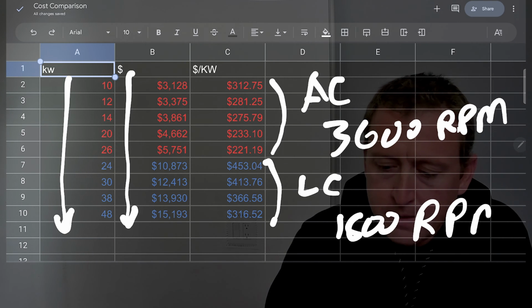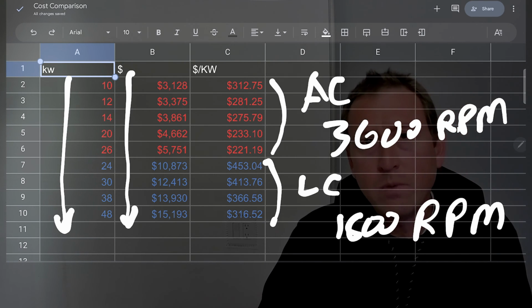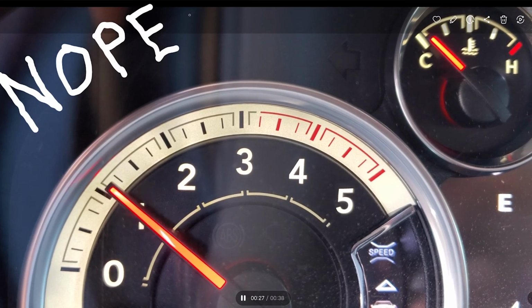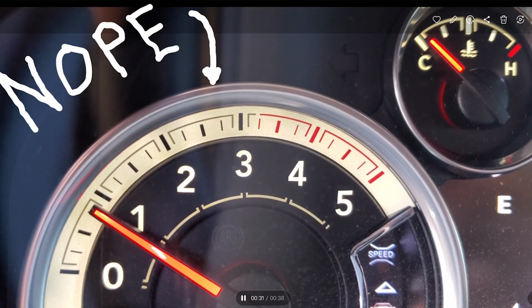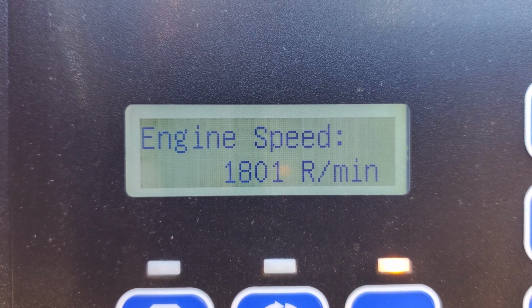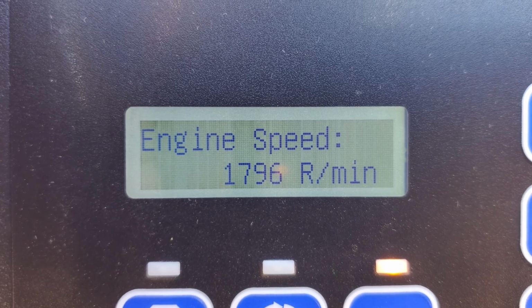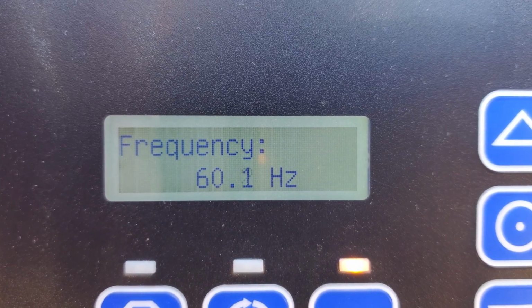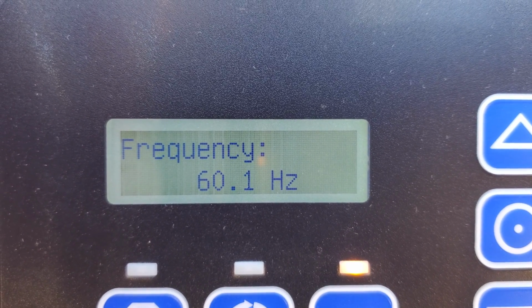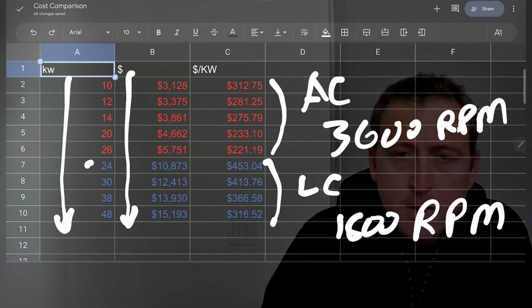The thing you may not know about a generator is it always runs at the same speed. They don't throttle based on load like you think about a car pressing on the gas pedal. They have to run at the same speed all the time because that's how it creates a 60 hertz frequency that your appliances know and love. So it doesn't matter, let's say you have this 24 kilowatt generator, if it's generating 1 kilowatt or 24 kilowatts, it's always running at 1800 RPMs. Same is true for 3600 RPM.